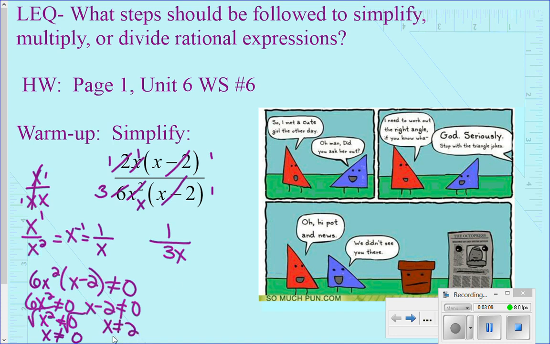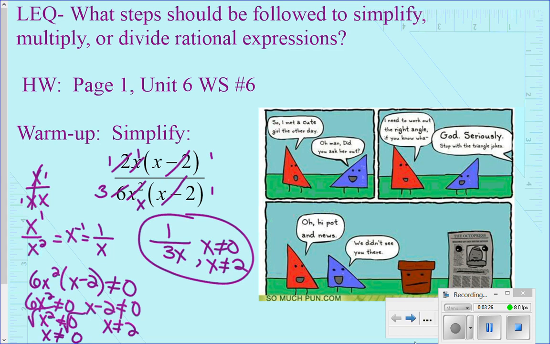So in addition to writing 1 over 3x as my answer, I'm going to put a comma, and then I'm going to say that x cannot equal 0, and x can also not equal 2. And that is my final solution.